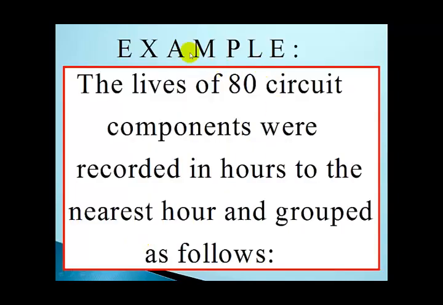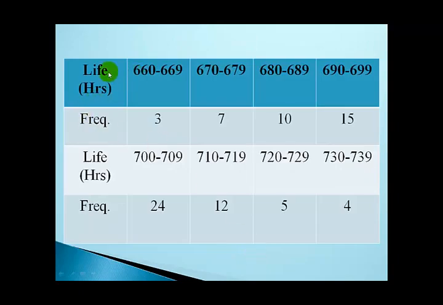Now let's look at this example. The lives of 80 circuit components were recorded in hours to the nearest hour and grouped as follows. We have life in hours and the frequency. 660 to 669, the frequency is 3. 670 to 679, the frequency is 7. 680 to 689, the frequency is 10.